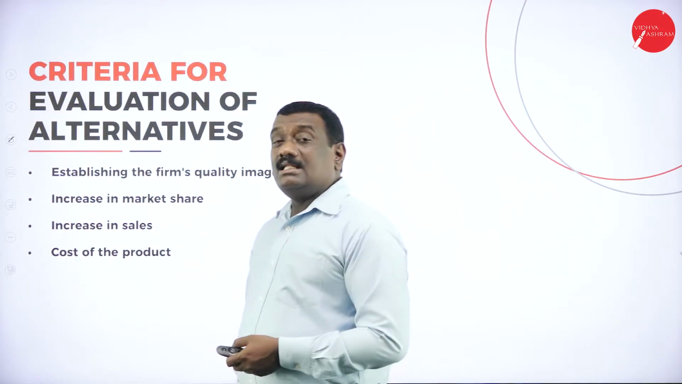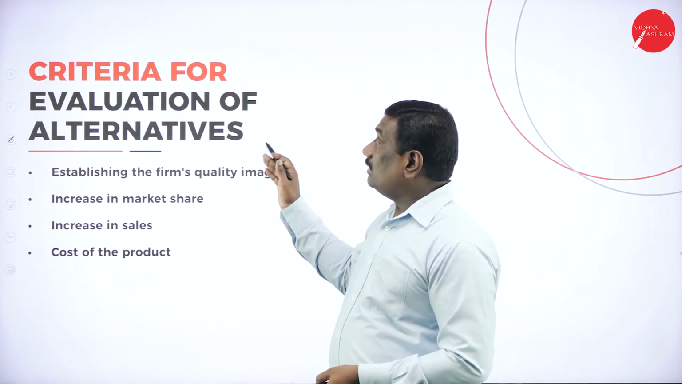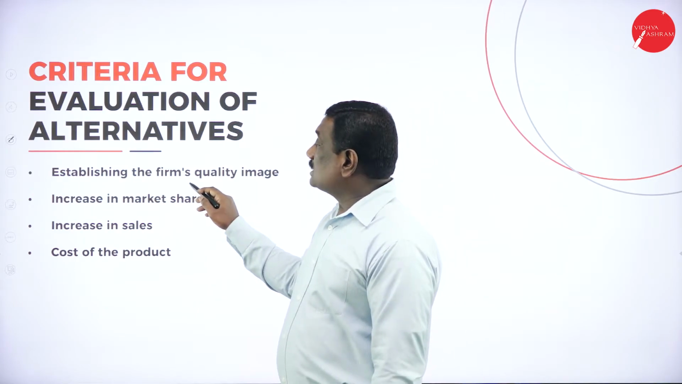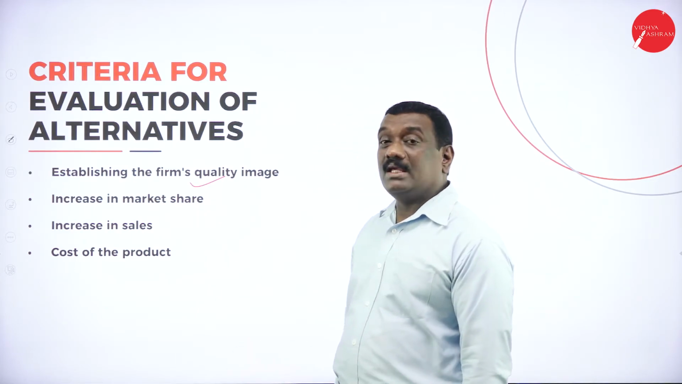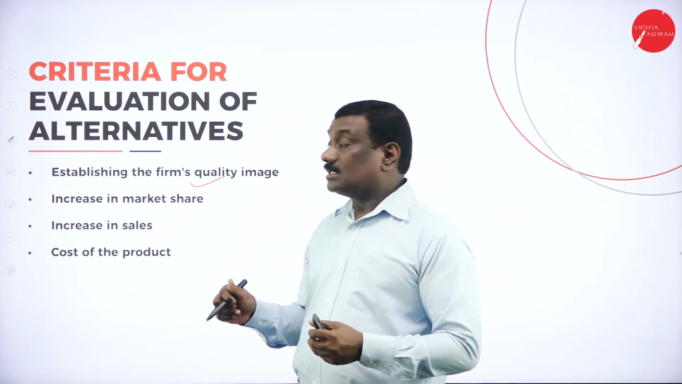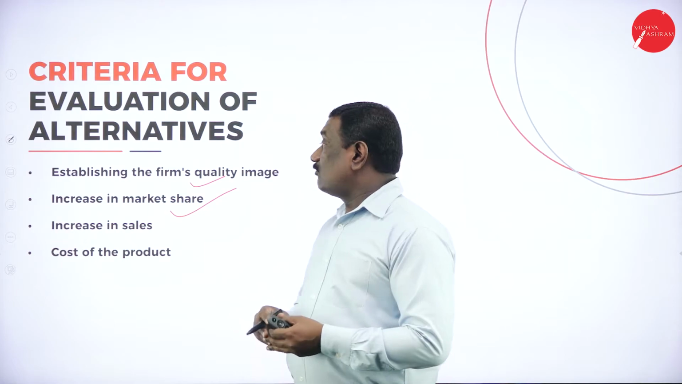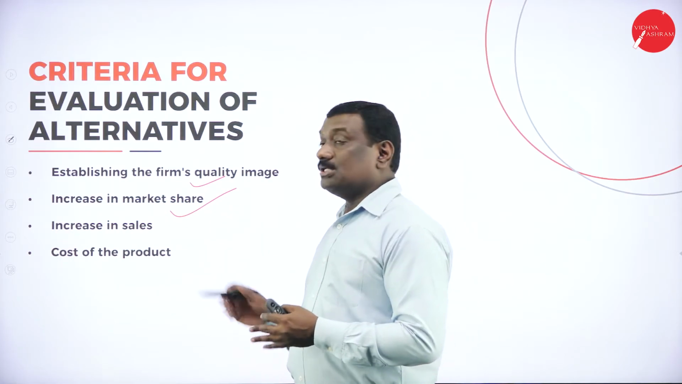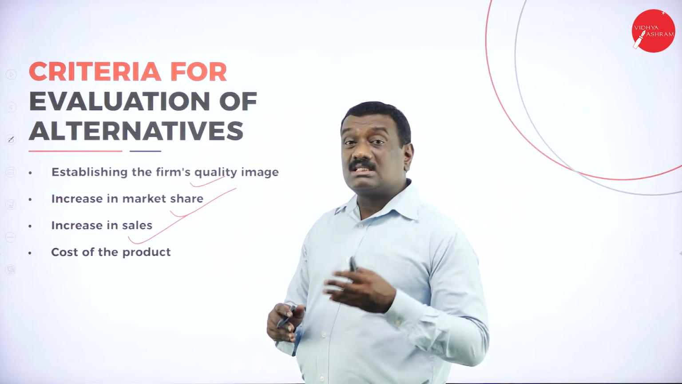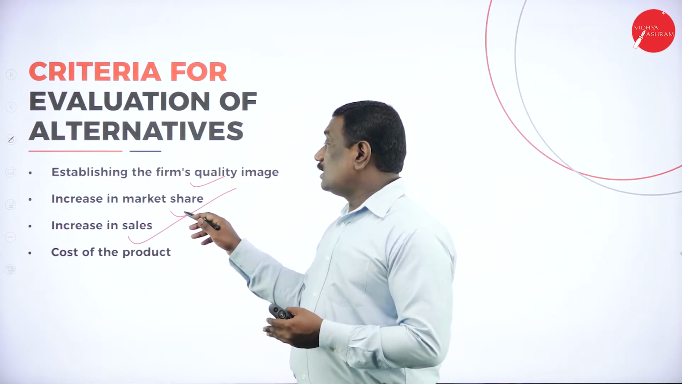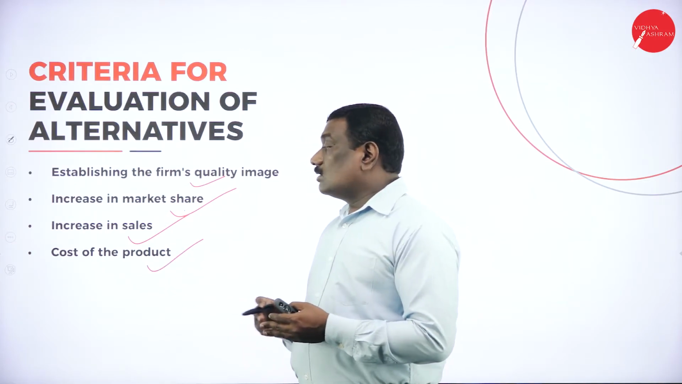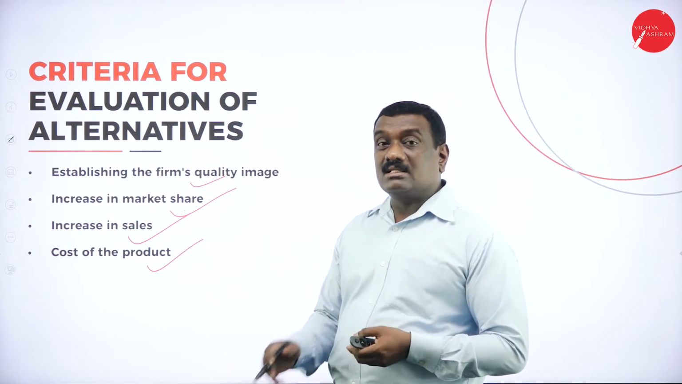Now, what are the criteria? Students, what are the criteria for evaluation of these alternatives? First and foremost, it says establishing the firm's quality image. First, you need to establish that. Then, after establishing your firm's quality image, increase your market share. Third, it says increase in sales. Once you increase your market share, automatically your sales also will increase. And fourth, the cost of the product also should be reasonable.